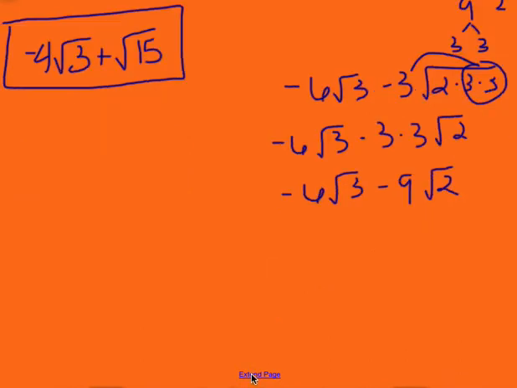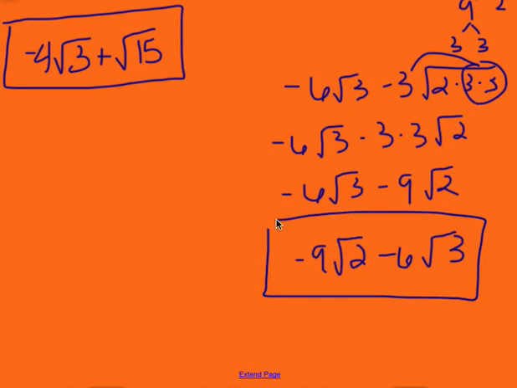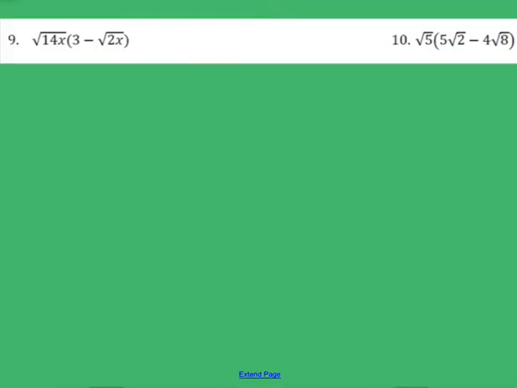Well, I can't add those together, okay? So I'm just going to write it with the square root of 2 first. Since they're different radicals, I can't add them together. And this right here is just my final answer. All right, let's take a look at number 9.